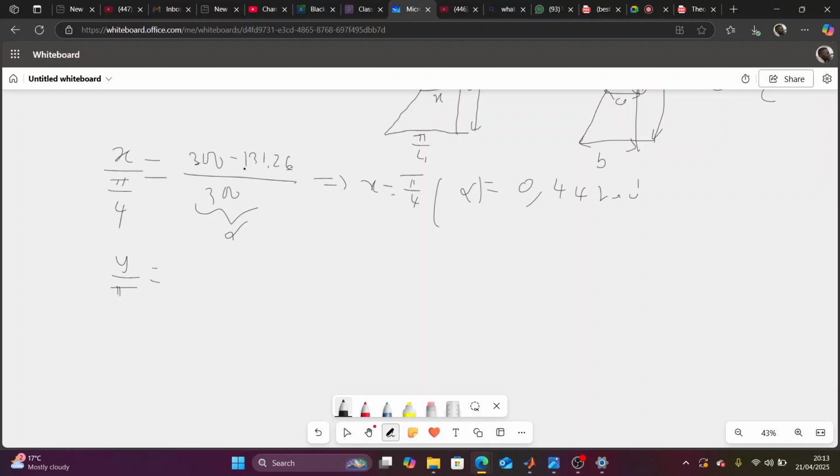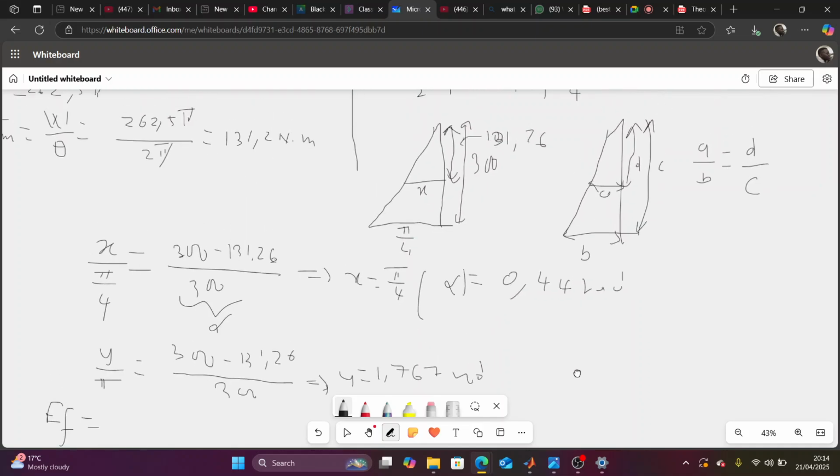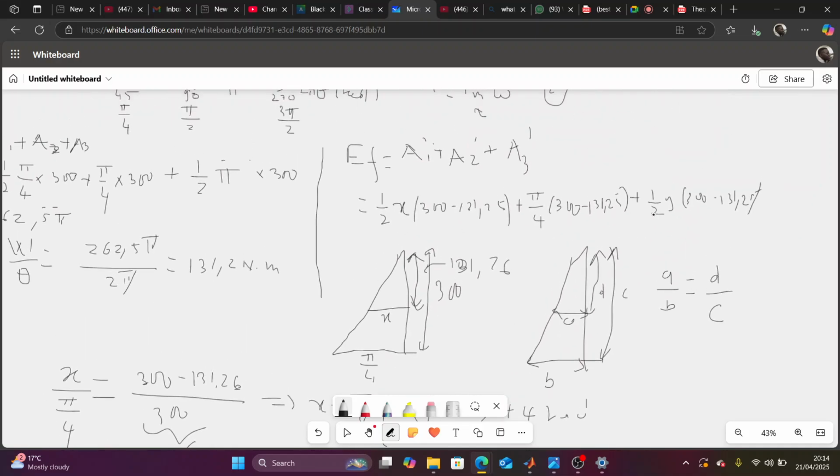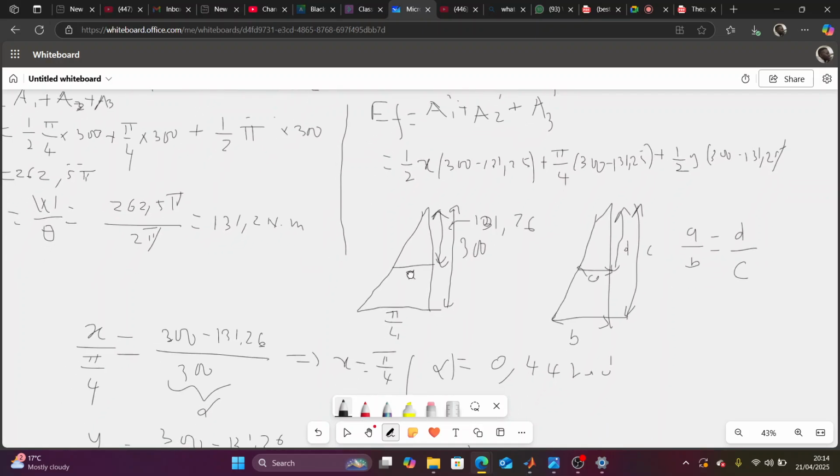To be equal, this ratio will be the same. The biggest distance will also be 300 minus 131.26 over 300. So what is the answer of y in this case? 1.7 or 1.767. Now that we do have this in radians, can we get EF, Andile? How can we get EF? You simply substitute x and y here and you get me the value of EF. Please substitute and tell me the answer.